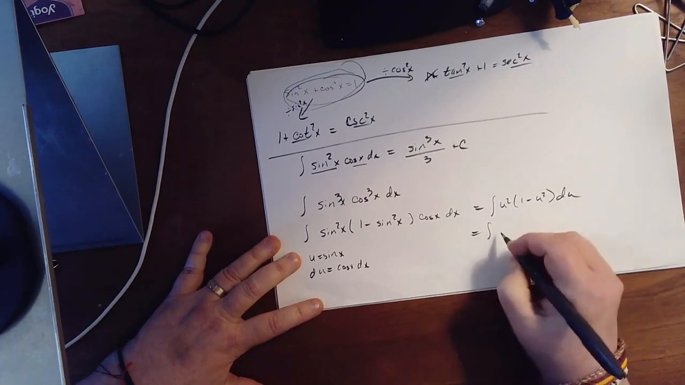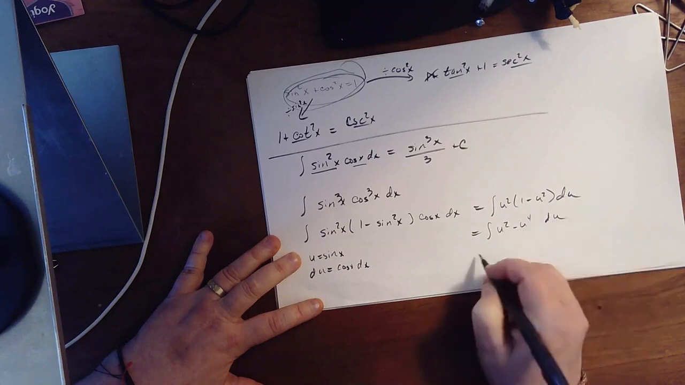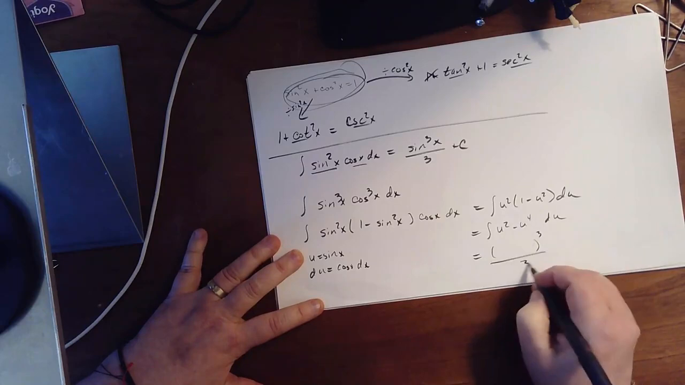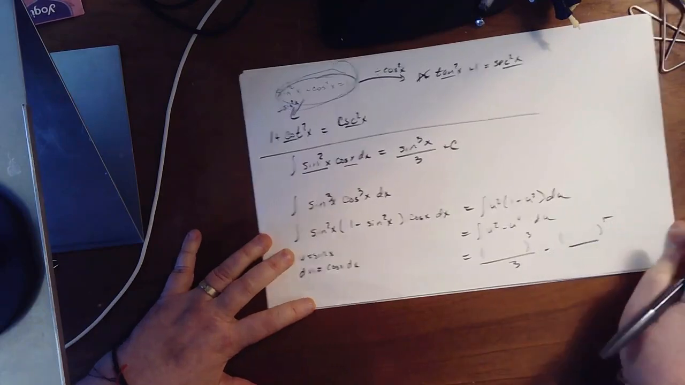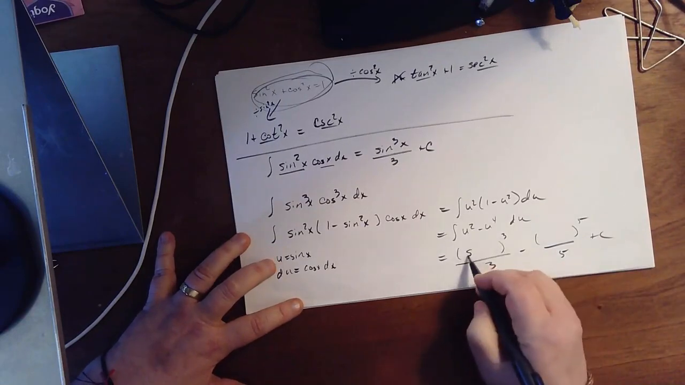To integrate that, I multiply through, and then I do my power rule. U cubed over 3 minus u to the 5th over 5. And my u is sine x.